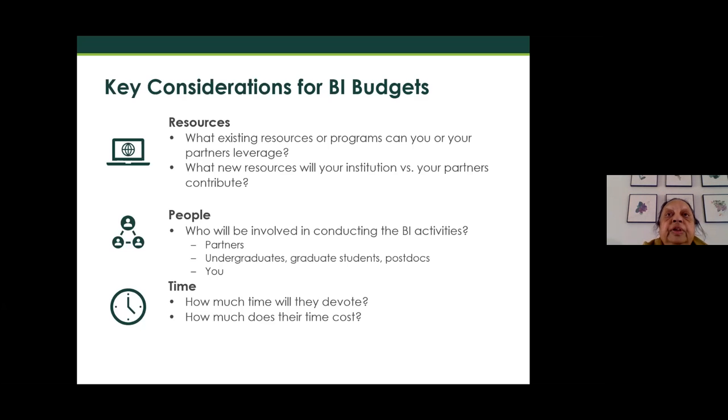Or if you have student groups like the women and minorities in physics or in engineering, et cetera, helping you with the activities, they might need some funding to go to these schools and come back, or to provide them with mileage, et cetera, and pay them for after school activities. Please keep all these considerations in mind when you're developing your budget, based on the type of programming you're planning to do.